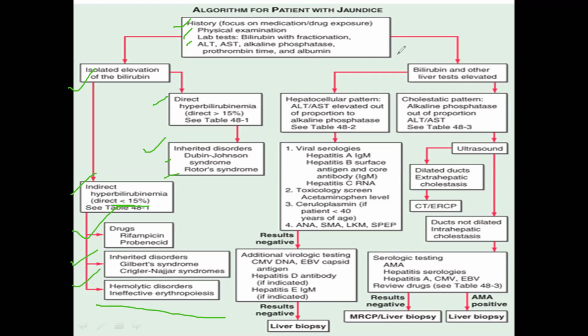But the second scenario is if bilirubin is increased along with some other laboratory tests, that is, the liver enzymes are also elevated. In that case, you should look for a hepatocellular pattern, that is, if liver enzymes are elevated out of proportion to the alkaline phosphatase. Then viral etiology is there, like viral hepatitis may be the cause, or toxicology that we already saw, like acetaminophen, which has been mentioned here.